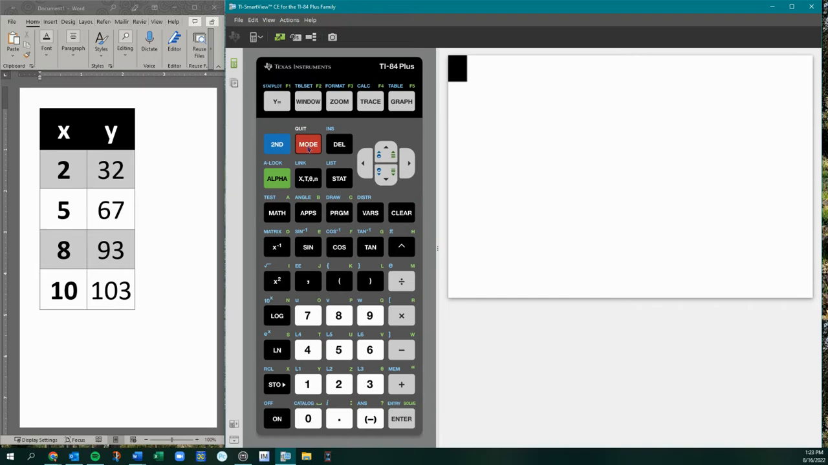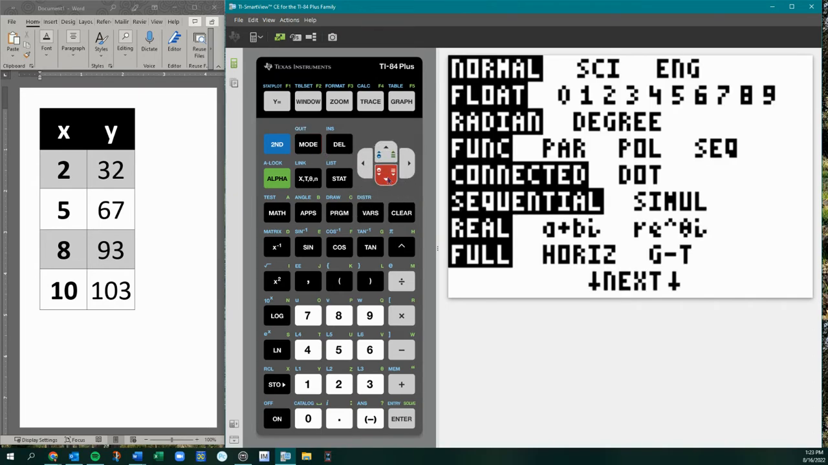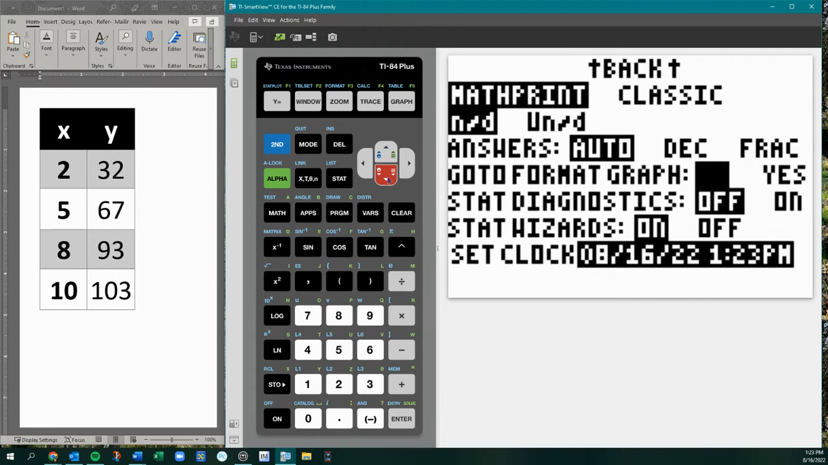Again, when you first pick up your calculator, you need to turn on Stat Diagnostics. You do that by pressing Mode and then scrolling down until your cursor is flashing where it says Stat Diagnostics. It's currently off and goes off every time that you reset your calculator, which should be each class period. So you're just going to toggle over to the left, press enter to turn it on, and you're good to go. It's on now until you reset the calculator.